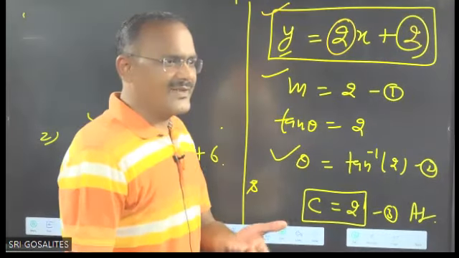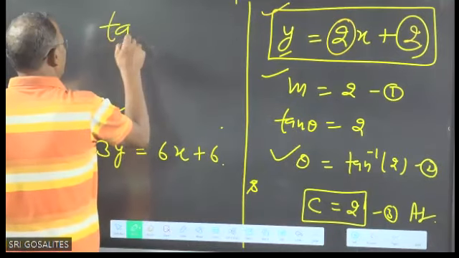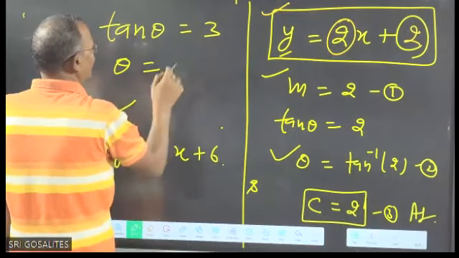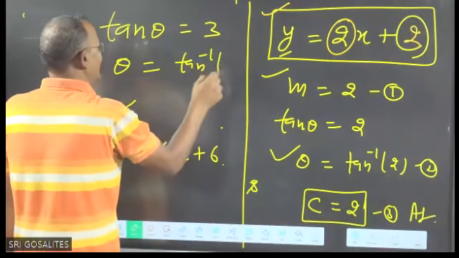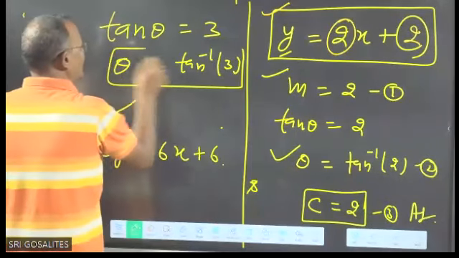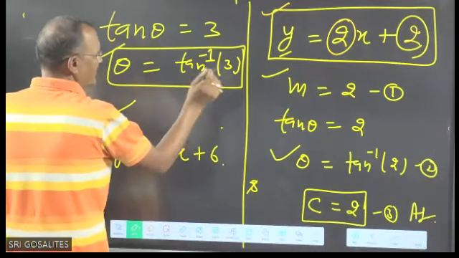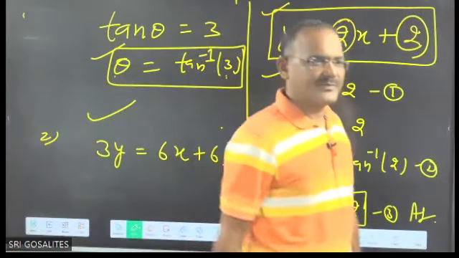If tan theta is 3, then what is theta? Tan theta is 3. Then theta is tan inverse 3. Tan moves to the other side, like division going up, so the power is minus. It's called tan inverse 3, meaning when the value of tan is 3, at which angle? That is called tan inverse 3.